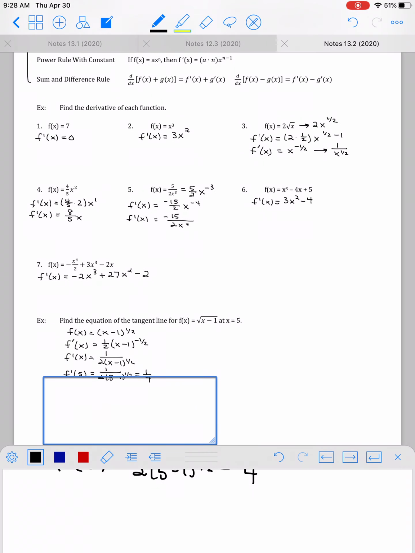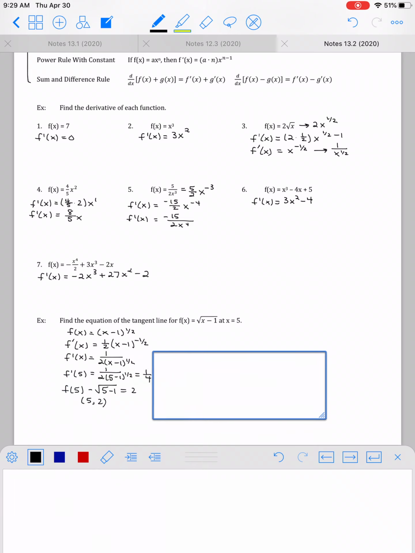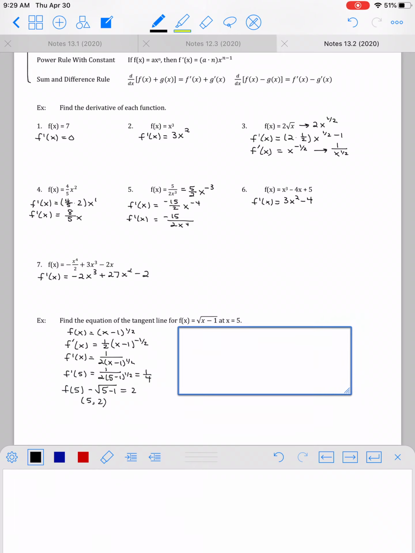And then we're going to find f of 5, which means that goes into the original function. So the square root of 5 minus 1, that's a 4, that's a 2. So now that means my point where I'm finding the tangent is (5, 2). And now we're going to use our point slope.